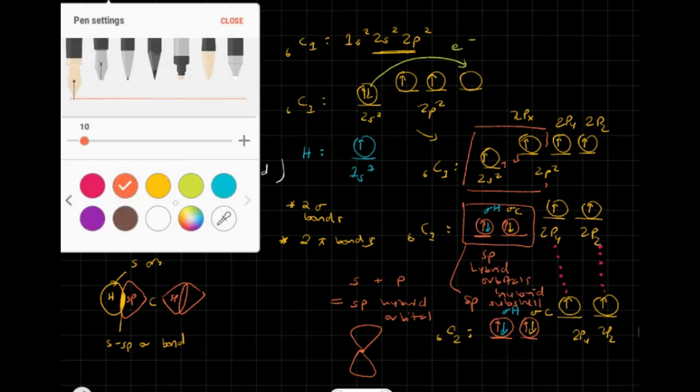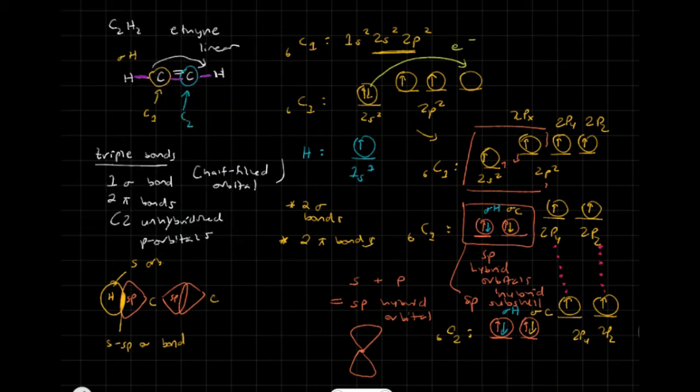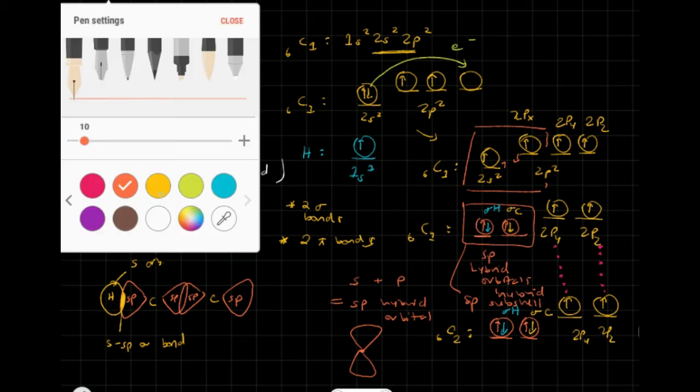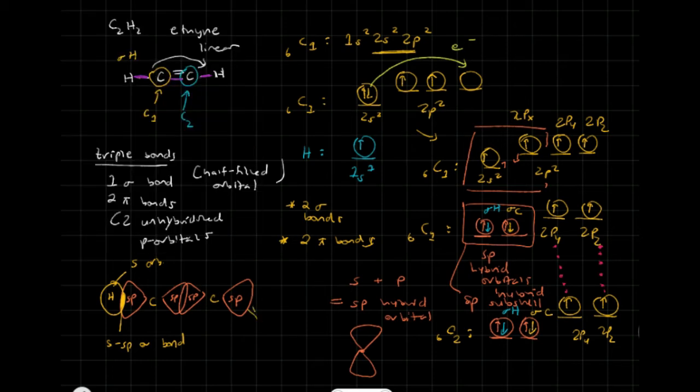Whoops, let's use this yellow. Okay, so this is the other sp. And this other carbon does the exact same thing, right? And this guy will form a sigma bond with this hydrogen here, which is also an s orbital. Okay, so it forms a sigma bond with this hydrogen here. So once again, this is an sp sigma bond. This region here is an sp sigma bond.